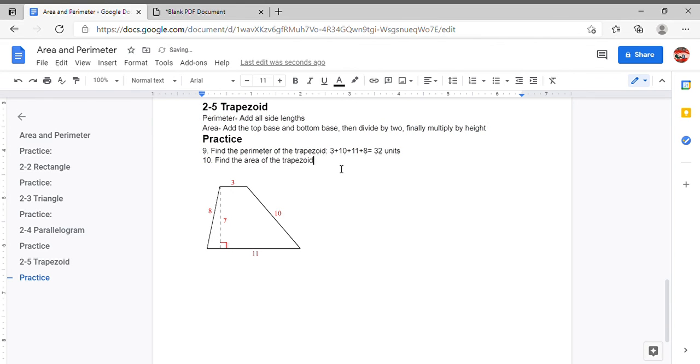Okay, and now the area of the trapezoid. First step, add top base and bottom base. So we can add 3 plus 11. Then we're going to divide by 2. Then we're going to multiply by the height, which is 7. So when we do this, we're going to get first 14 divided by 2, which will be 7. And then 7 times 7, which is going to be 49 units squared. So that's all of the quadrilaterals and shapes that we will be learning the area of.